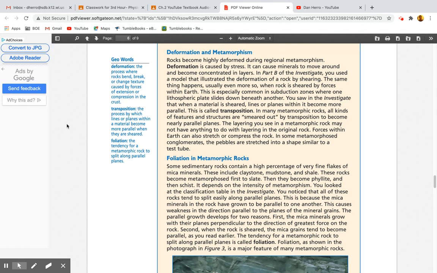This is called transposition. In many metamorphic rocks, all kinds of features and structures are smeared out by transposition to become nearly parallel planes. The layering you see in a metamorphic rock may not have anything to do with the layering in the original rock. Forces within Earth can also stretch or compress the rock. In some metamorphosed conglomerates, the pebbles are stretched into a shape similar to a test tube.